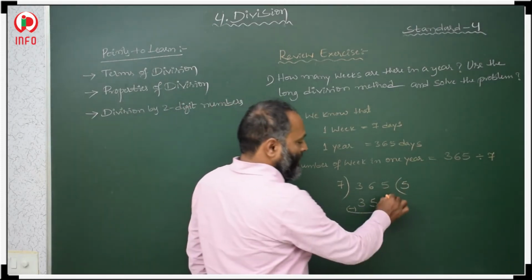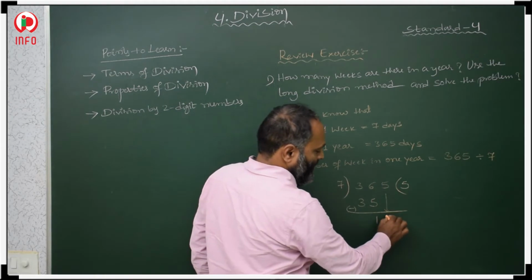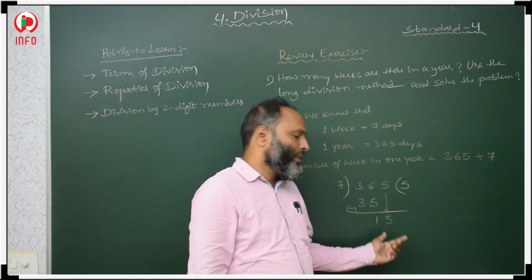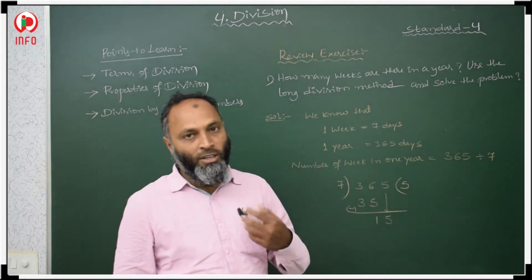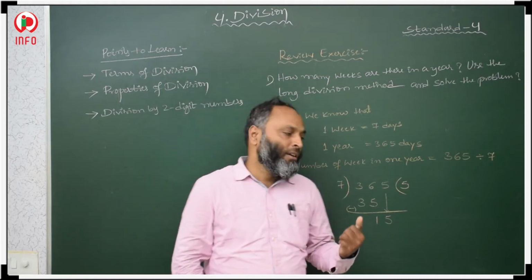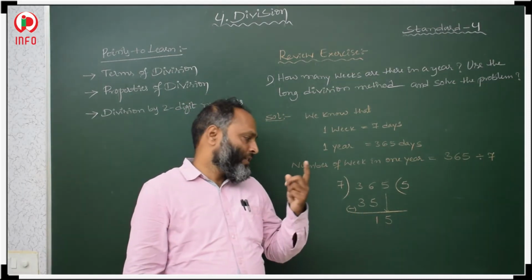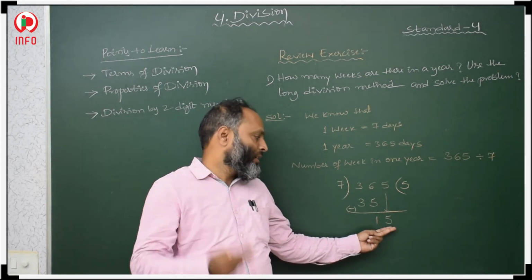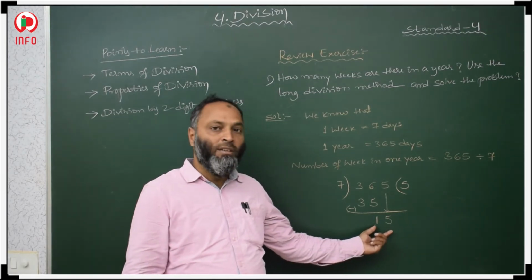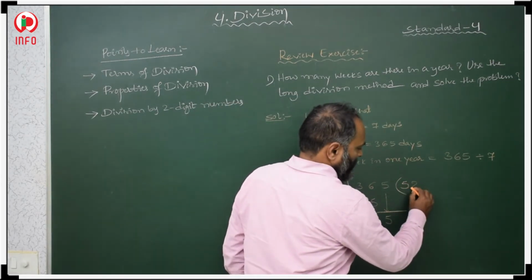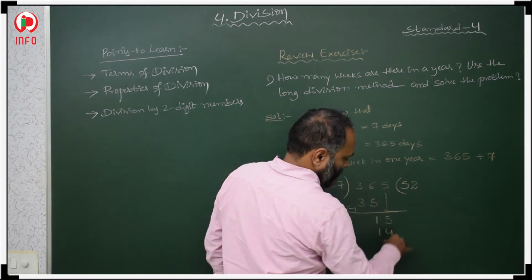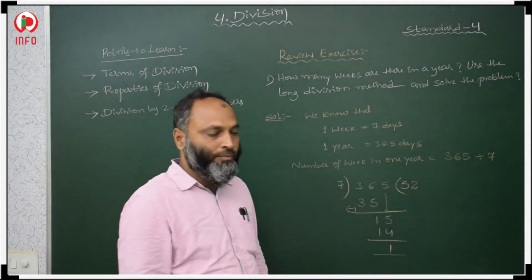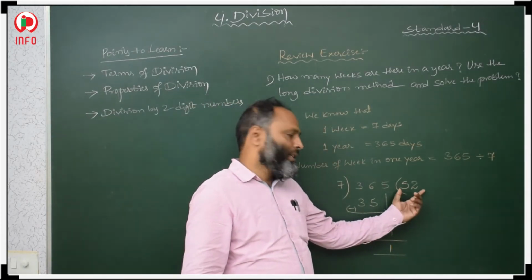Then after that, what is the very next number? Here 5 is there. That 5 we have to take, so 15. Now we check in the 7 table when 15 will come. If it's not, then you have to take the nearest value. 7 1s are 7, 7 2s are 14, 7 3s are 21. So 7 2s are 14, it is near to 15. Then 5 minus 4, 1. 1 minus 1, 0. So this is our quotient.